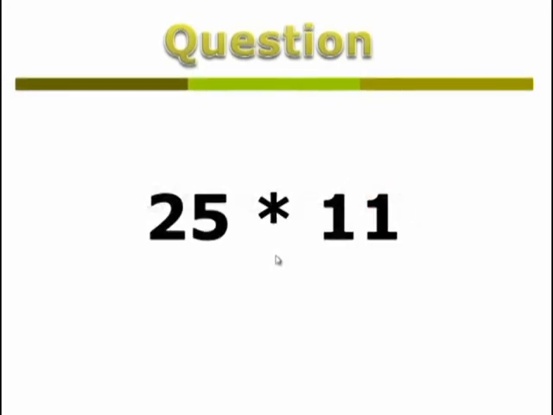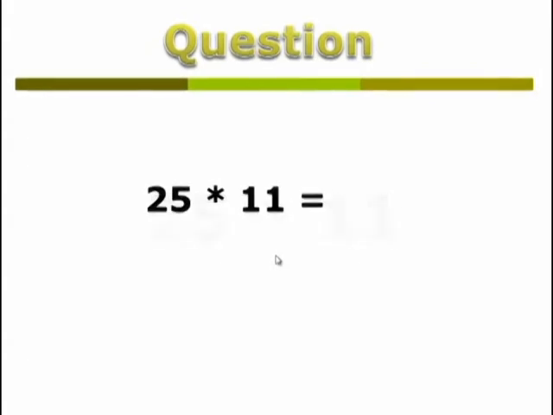Let's see another example. 25 times 11. Again, the 25 has 2 digits. We're going to insert the 2 at the left side. We're going to insert the 5 at the right side, with one condition, to leave a space in between to insert the sum of 2 and 5, which in our case is 7. So the answer is 275.